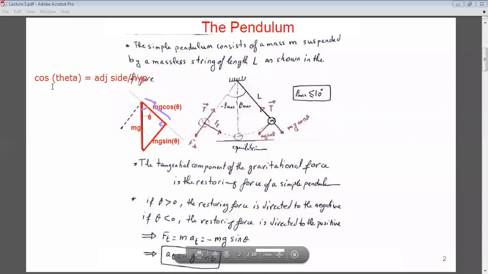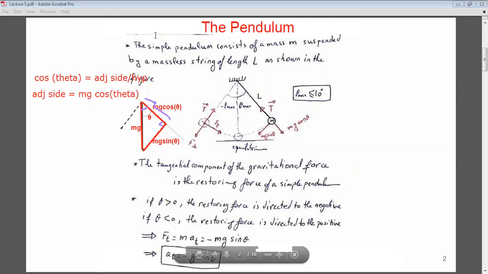So the adjacent side that we are interested in is equal to the hypotenuse, which is mg, times the cosine of angle theta. And this is why we got this side to be mg cosine theta.